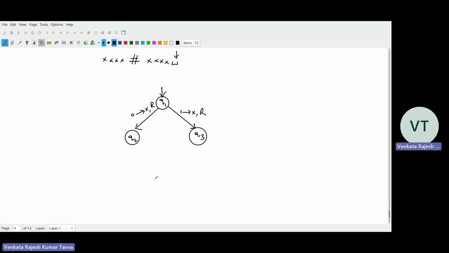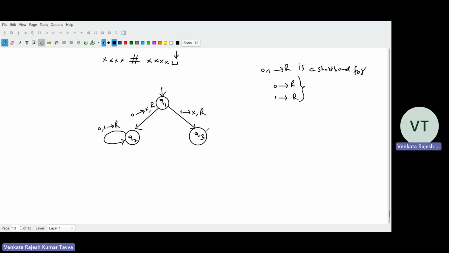Now, once I see a 0, I cross it. Now I need to go to the right half of the string after hash. So I skip all the remaining symbols up to hash. So in Q2, I skip all zeros and ones and I keep going right. So again, 0, 1, arrow R is a shorthand for both these transitions, 0R and 1R.